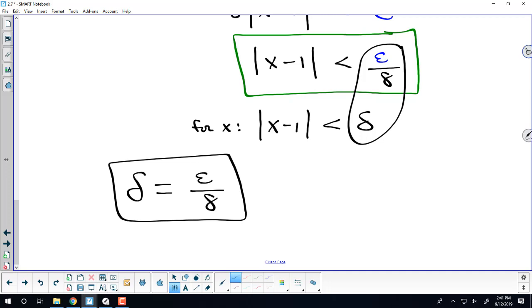So sometimes there's a specific relationship we can come up with. If I said, all right, I want to be within 8 units of my limit on the y-axis, then you would tell me I have to be within 8 over 8 units from 1 on the x-axis to make that happen. If I said I wanted to be within 4 units of my limit on the y-axis, then you would say I need to be within 1/2 unit of 1 on the x-axis.